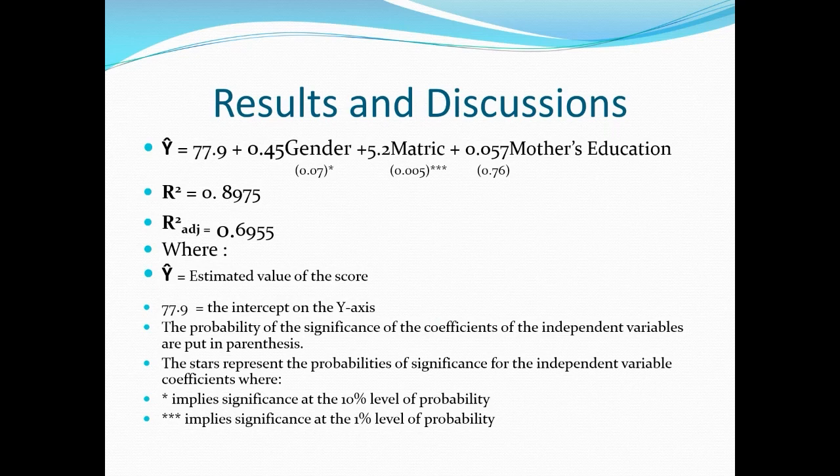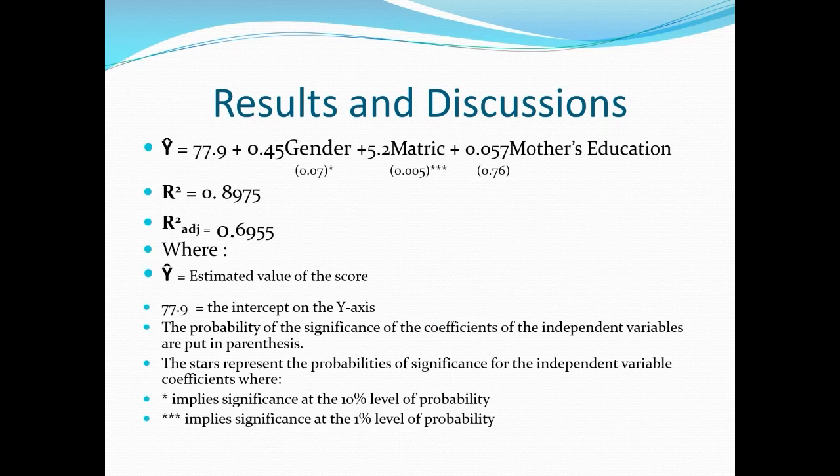The R square, the rule of thumb is that R square should be at least 0.5%. So this is a highly suitable model for predicting the performance of a child based on these three explanatory variables.